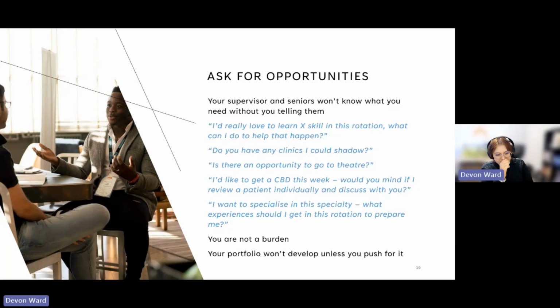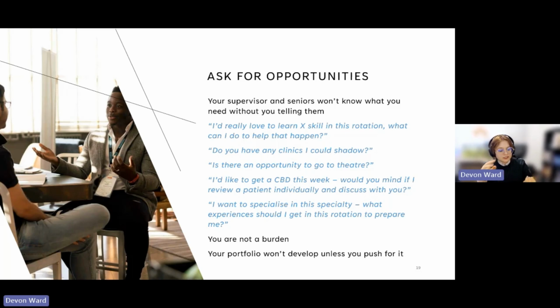When you meet the consultant at the beginning of a week, if you're really keen and you want to do something, ask one of these questions. I'd like to get a CBD in this week. Would you mind if we review a patient individually and discuss? I think these questions are a really good baseline for you to ask so that you can take an active role in your own development.